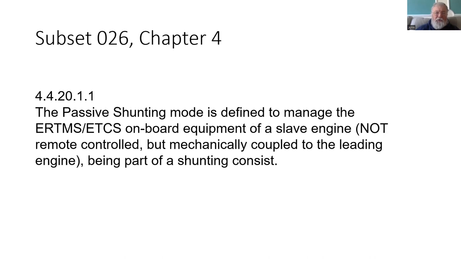So, what does Subset 26, chapter 4 tell us about it? It tells us that it's defined to manage an onboard equipment of a slave engine. This implies to me that we are talking about two locomotives. They are coupled together mechanically with a brake pipe, etc., but there's no electrical coupling between them, so the front engine can't control the slave and vice versa. And these are part of a shunting consist. It could be a locomotive, some wagons, and a locomotive, or it could just be two locomotives coupled together.